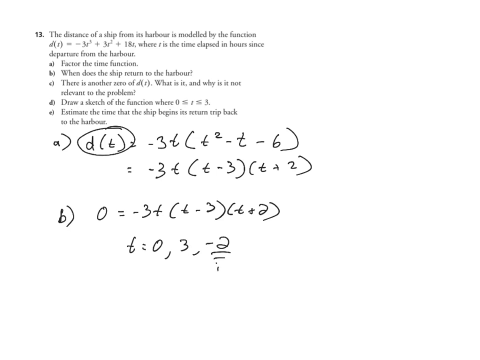Negative 2 is inadmissible, right? Because t is the time elapsed since the departure from the harbor. That would be 2. Is that in hours? Ship modeled by that function where t is the time elapsed in hours. Yeah, so that would be 2 hours before they left. So that's definitely not when they come back. 0 is right when they're about to leave, so 3 must be when they came back. So when does the ship return to the harbor? 3 hours after departure.